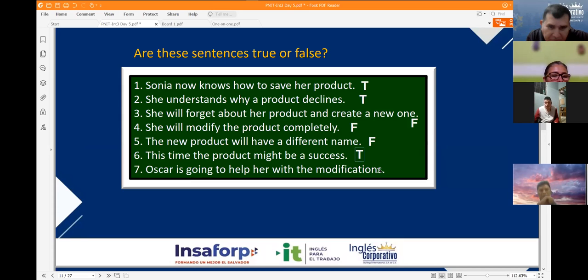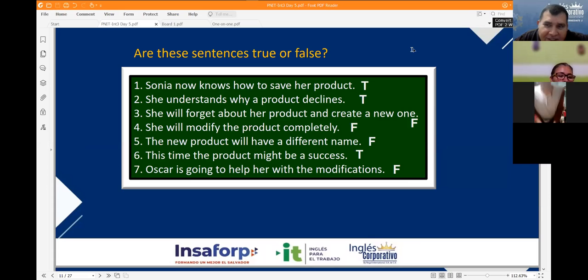True. Yeah, it's true. Oscar is going to help her with the modifications. It's false. It's a true. It's false. False, yeah. Oscar excuses himself because he says that he has other things to do.